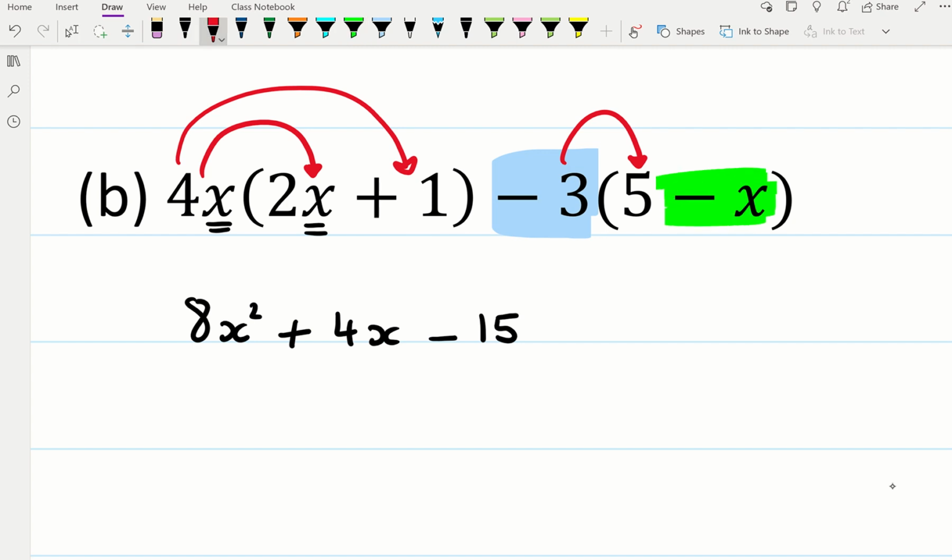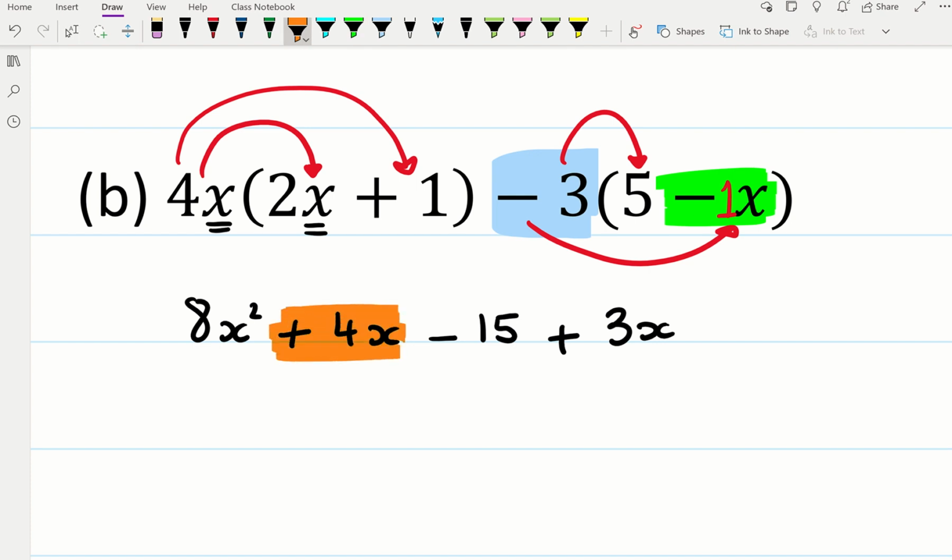And then negative 3 times negative x. Negative times negative, remember that's a negative 1, is a positive. So plus 3x. Let's look what terms are identical. Well, 4x, that's a positive, plus 4x, plus 3x. So really I have a 4 plus 3. So I have a 7x.